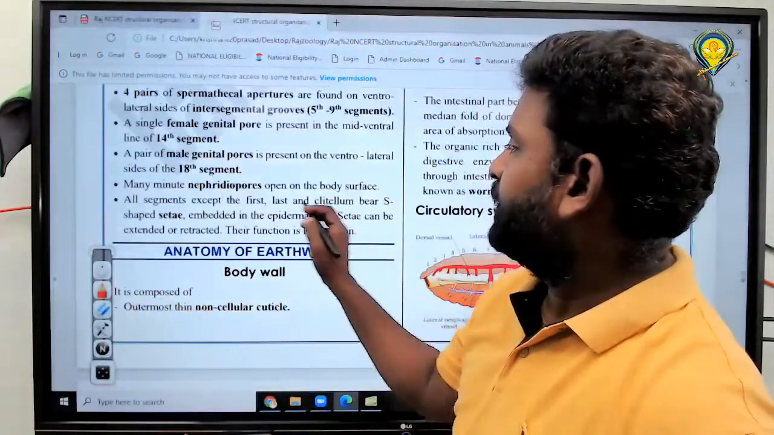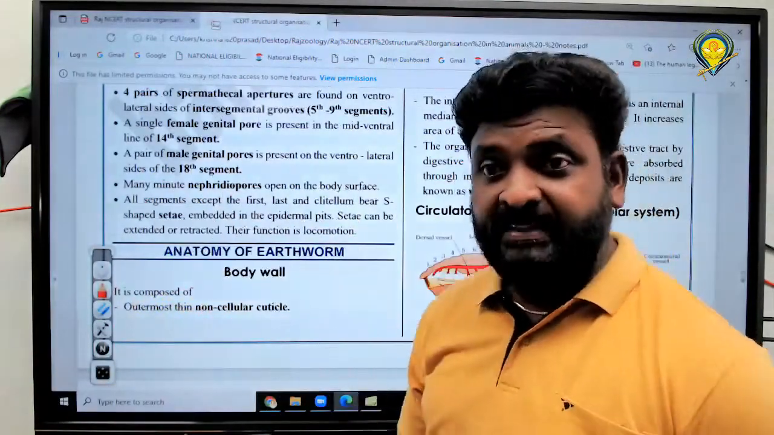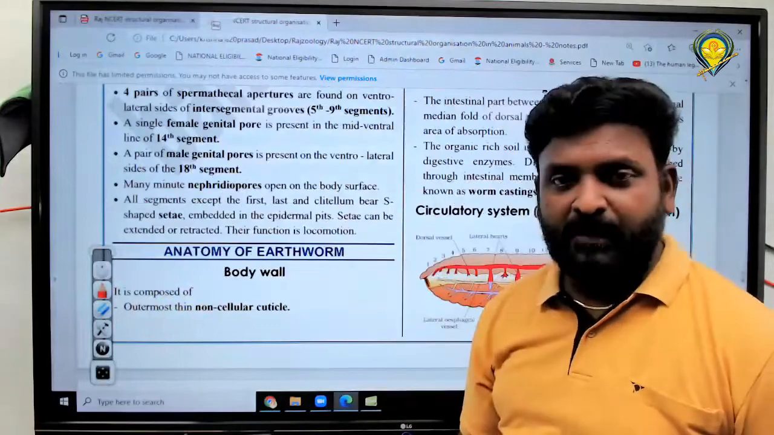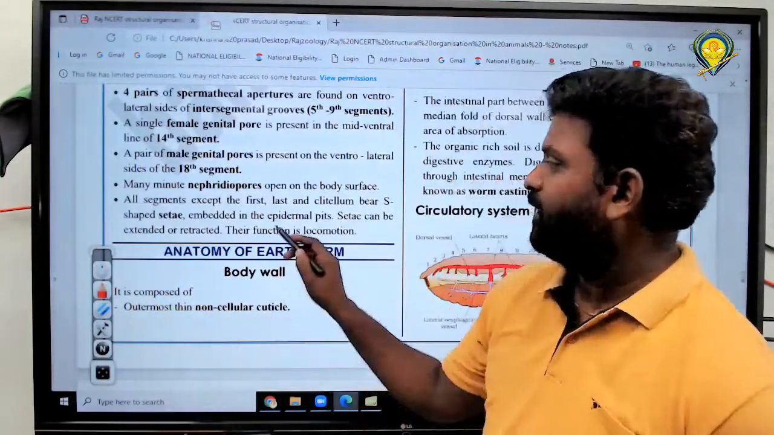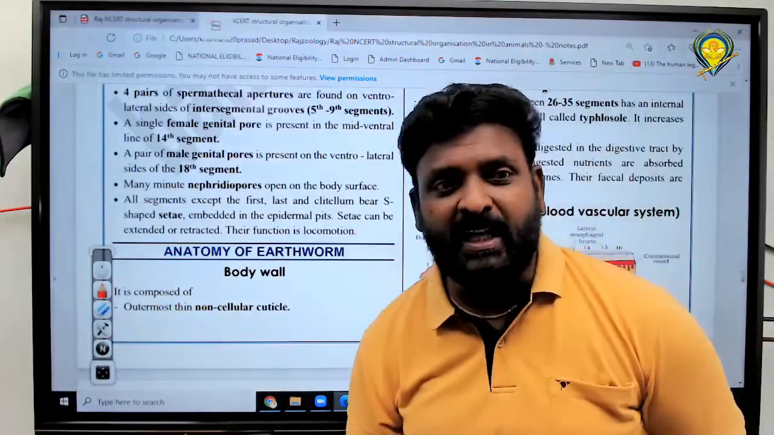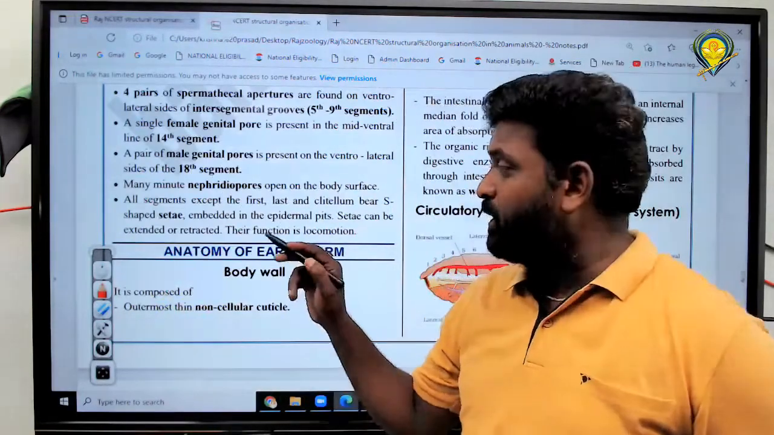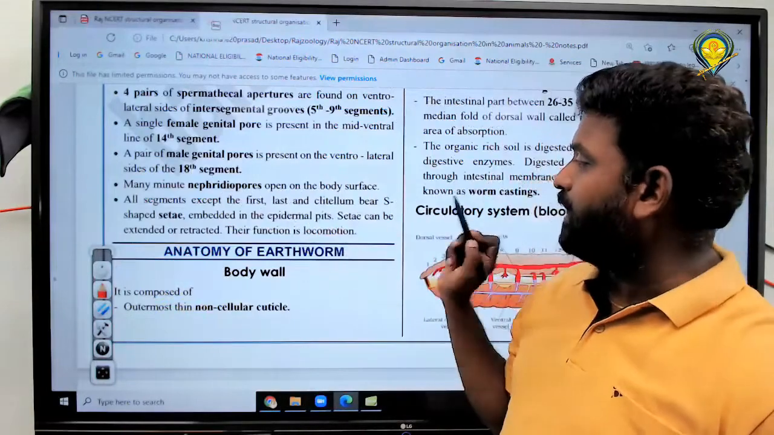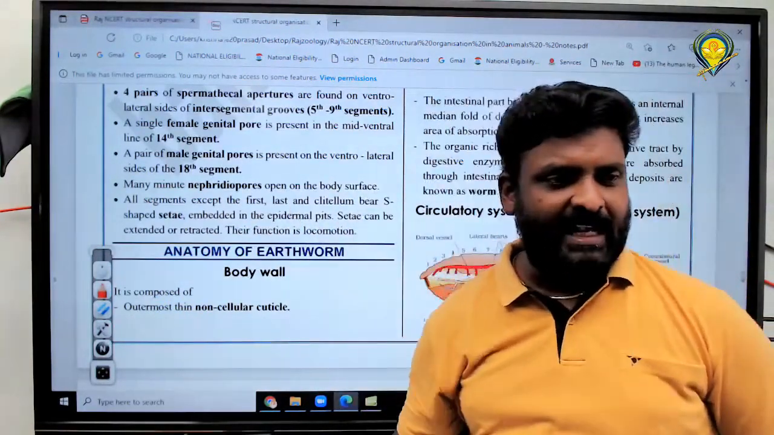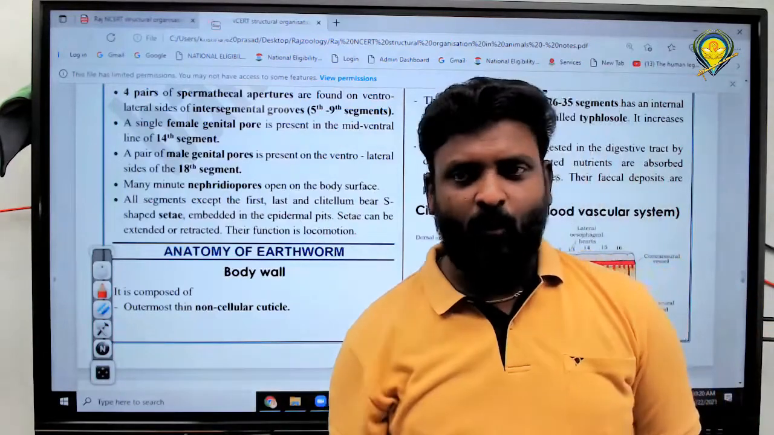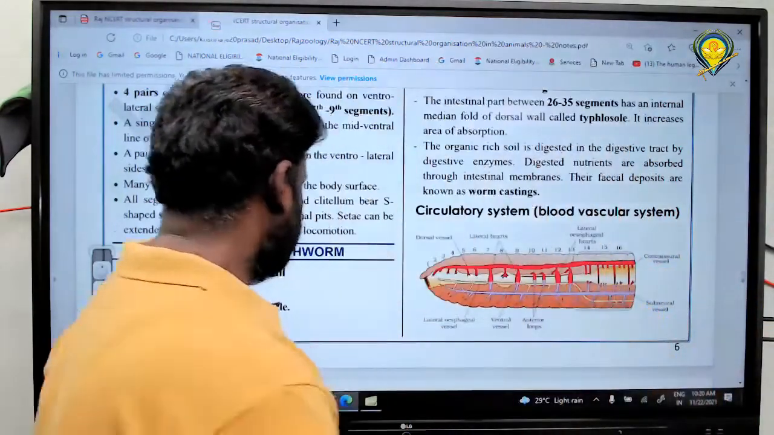And next one. All segments except the first segment. What is the first segment name? Peristomium. Very good. What is the last segment? Pygidium. So except the first, the last, and the clitellum, it bears S-shaped setae, which help in what? Locomotion.